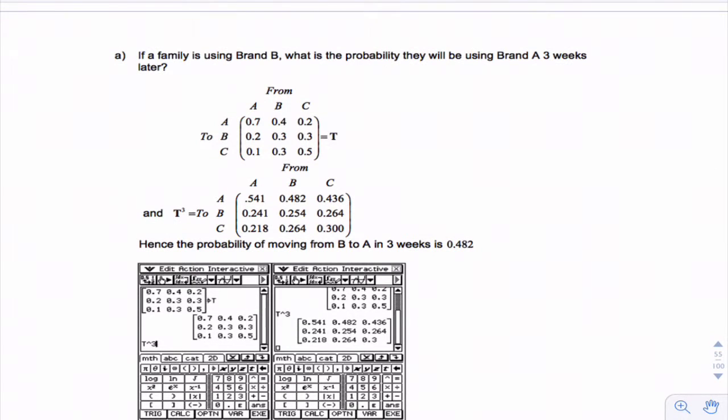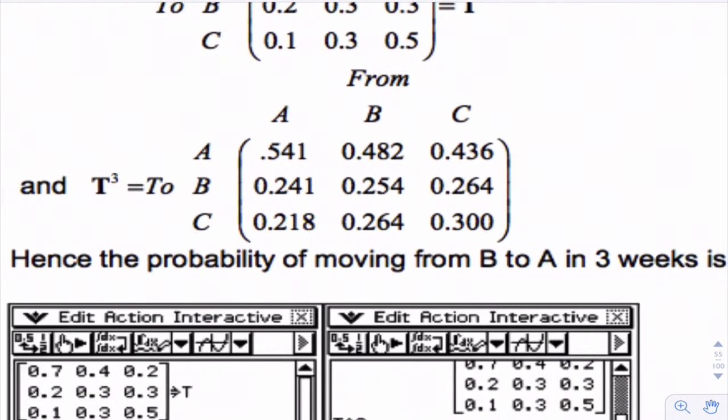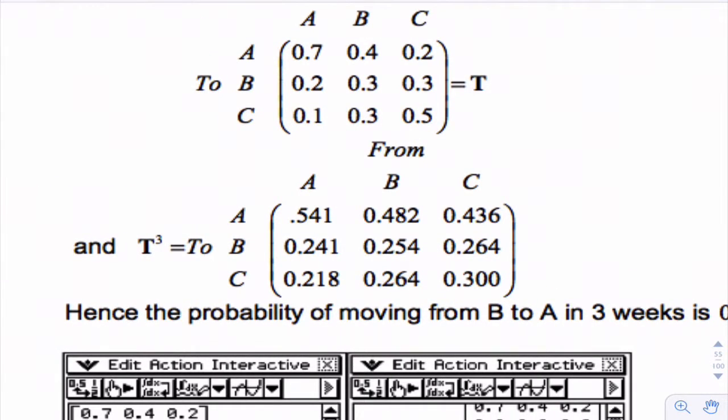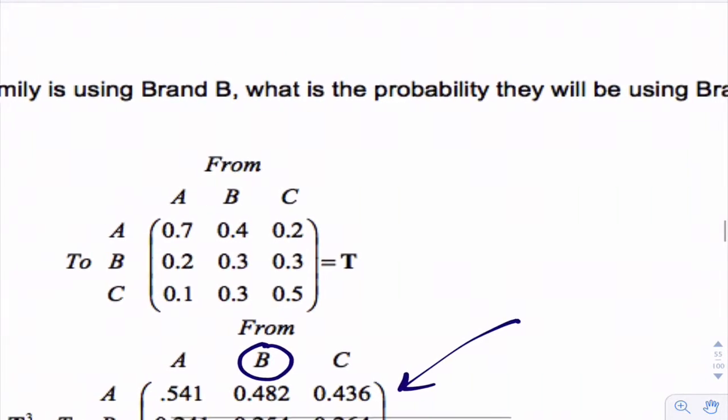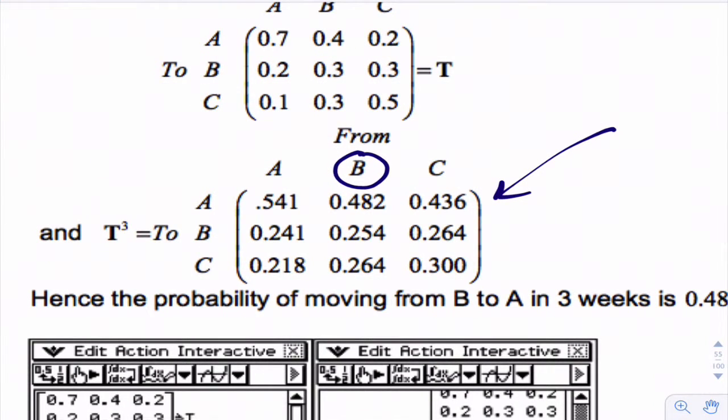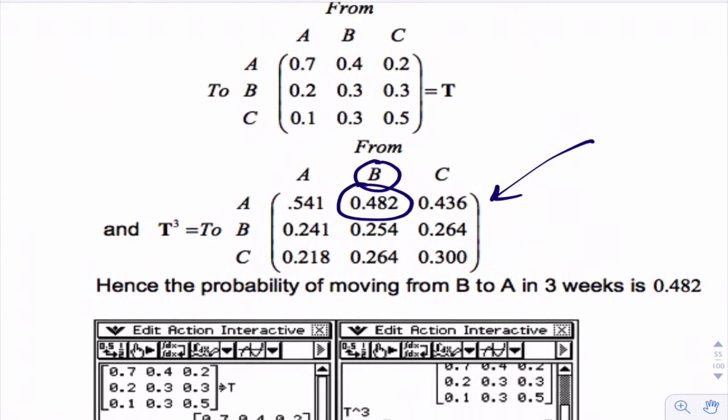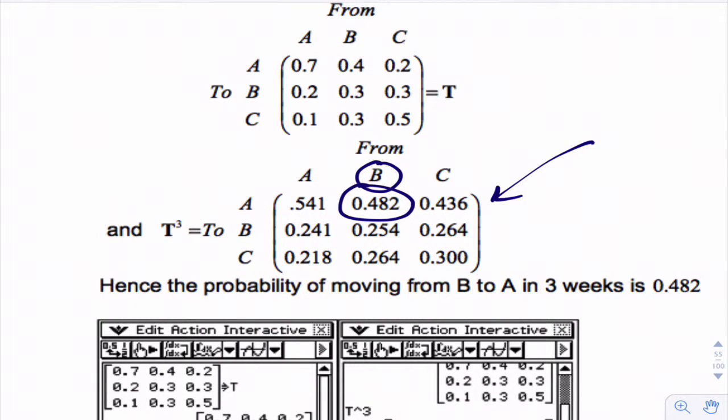So let's look at this one here. So the question is, if a family is using brand B, what's the probability they're using brand A 3 weeks later? So what we do here is we cube that matrix T. We've called that T for a transition matrix. We cube it, and we get this matrix here. So this shows us that in the question, if we're using brand B, the chance that we will be using brand A 3 weeks later is 0.482. We can see that from the transition matrix cubed.